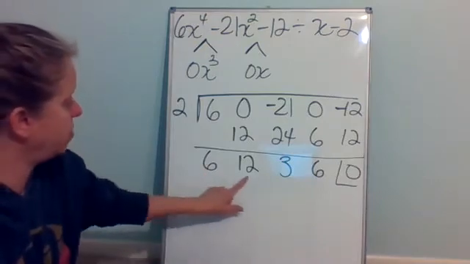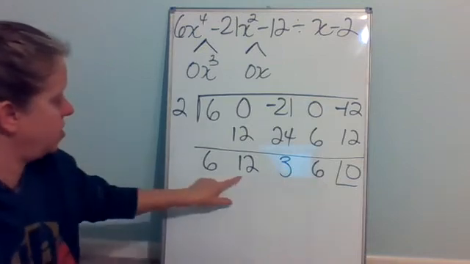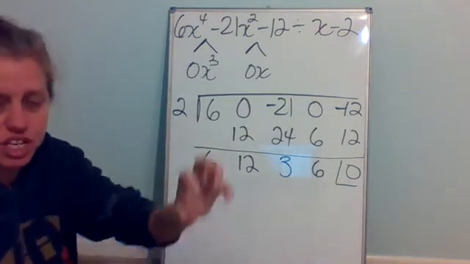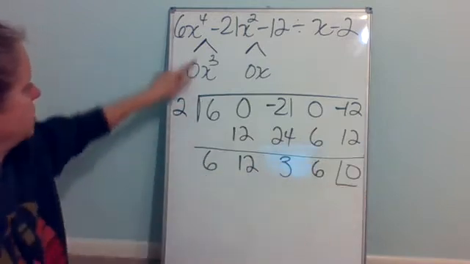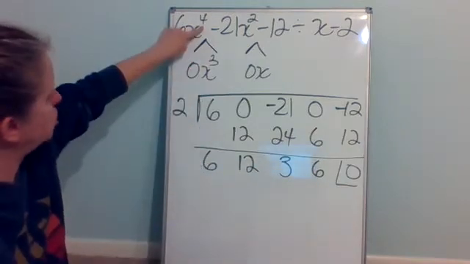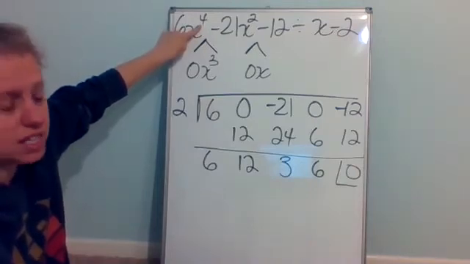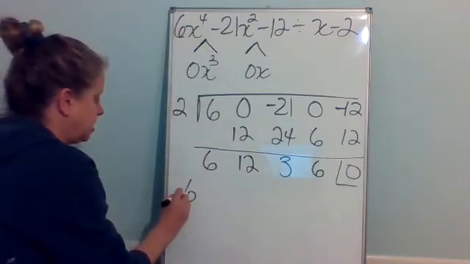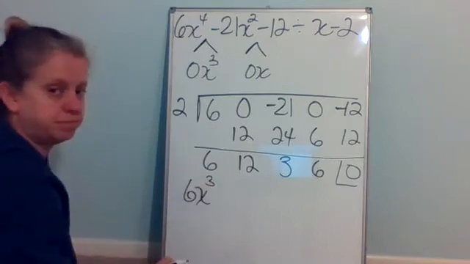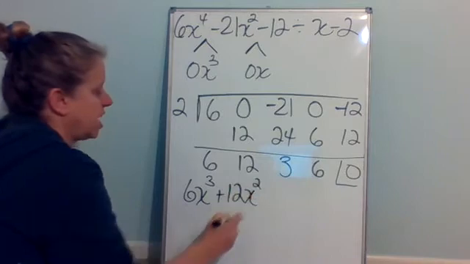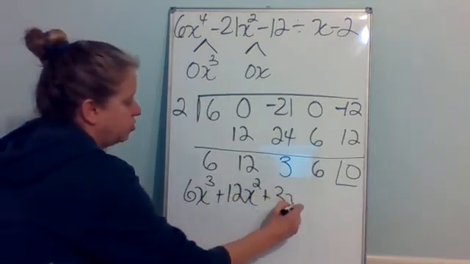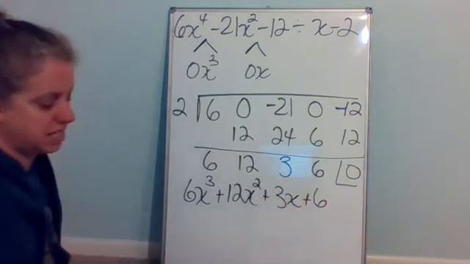So let's see. Remember, these numbers down here are just going to be the coefficients of my new group of terms. In the first group, the first term is just going to start off one less exponent than this. So this will be 6x to the third plus 12x to the second plus 3x plus 6.